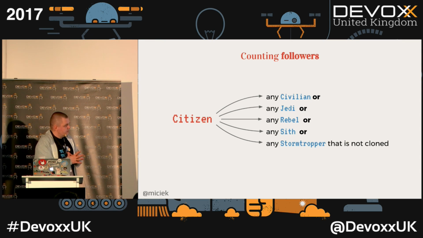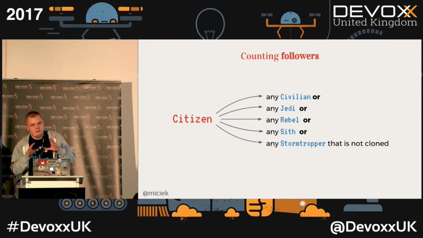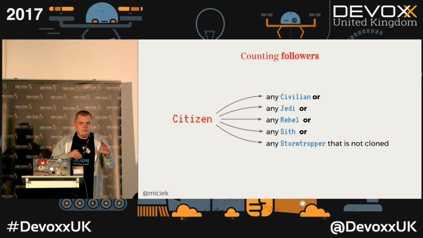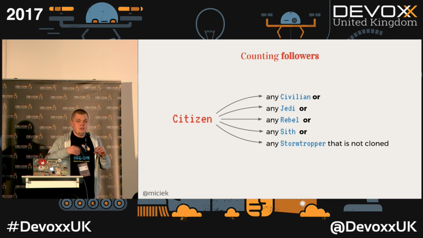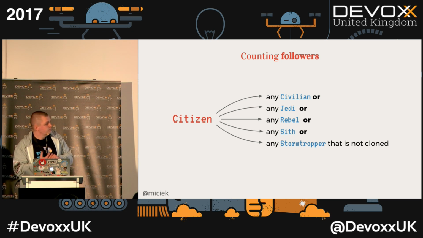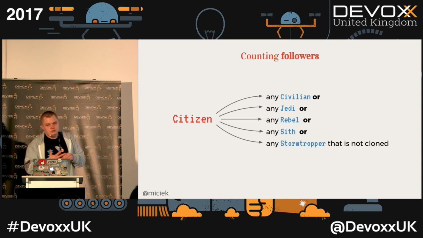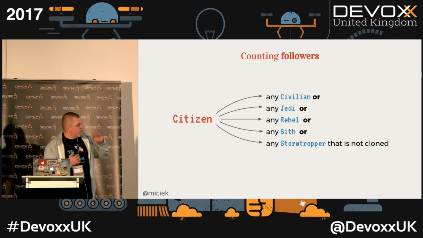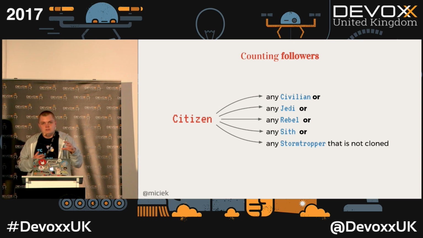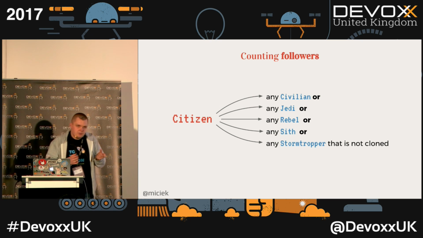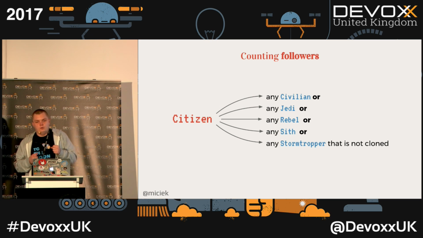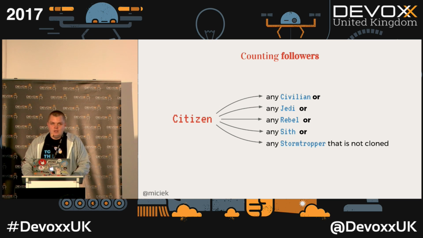So let's first create a small function that only takes a citizen and returns false or true, whether this citizen should be counted as follower or not. So how should this function be implemented? If there is a civilian, it should be counted as follower. The same for Jedi, Rebel, and Sith, but for Stormtroopers, only the ones with the flag isCloned false should be counted as followers. So how can we do that?